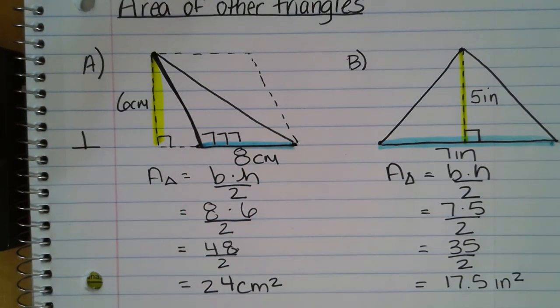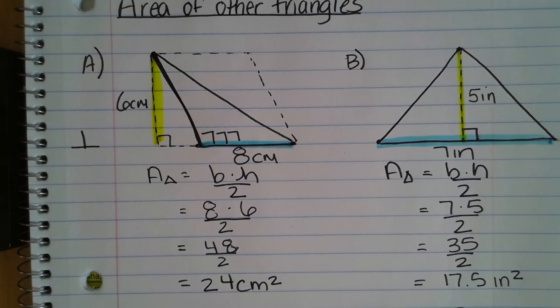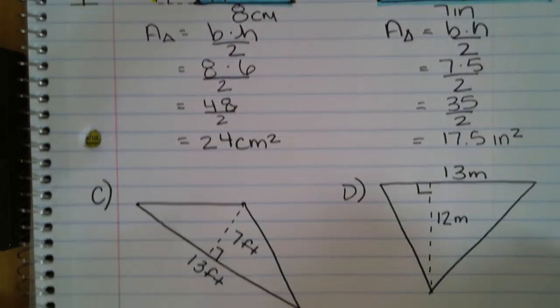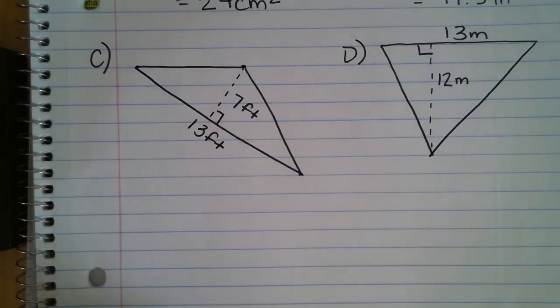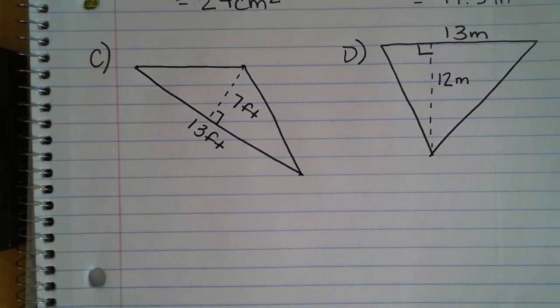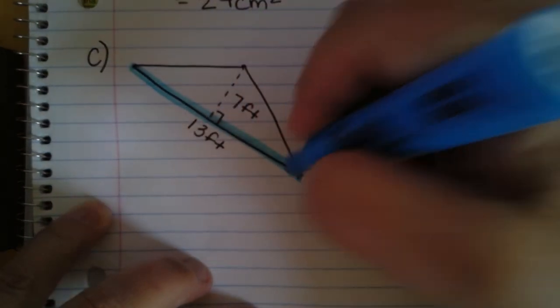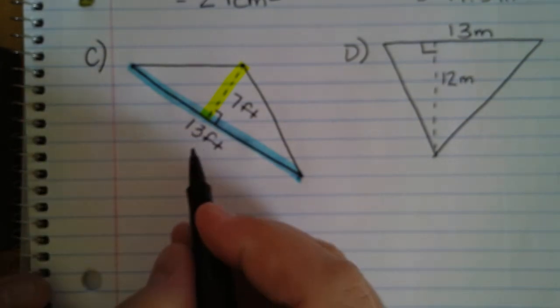We're going to look at 2 more practice for your notes. Triangles C and D. So what's different about triangle C is it's pointing a different direction. So you're like, what's the height and what's the base? Well, the base on this one is going to be the one that is perpendicular to the height. So since they have designated this line and this line as perpendicular to each other using that little square, that means that the 13 feet is the base and the 7 feet is the height.